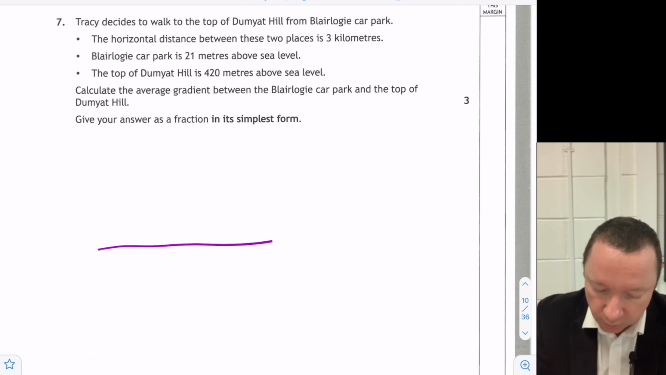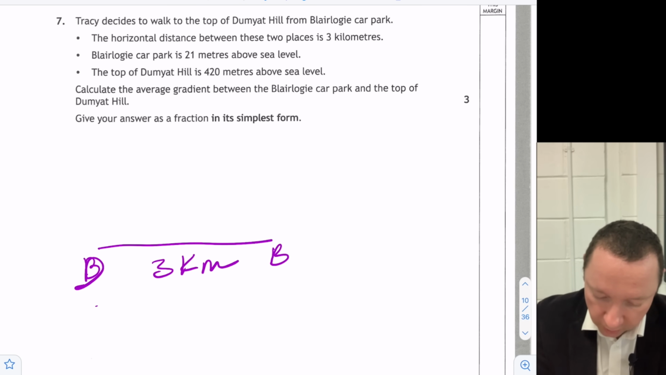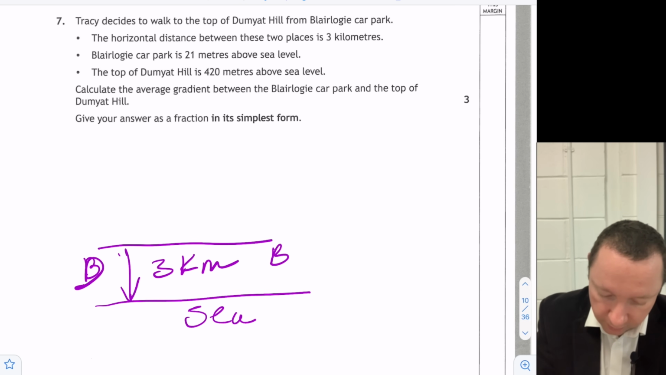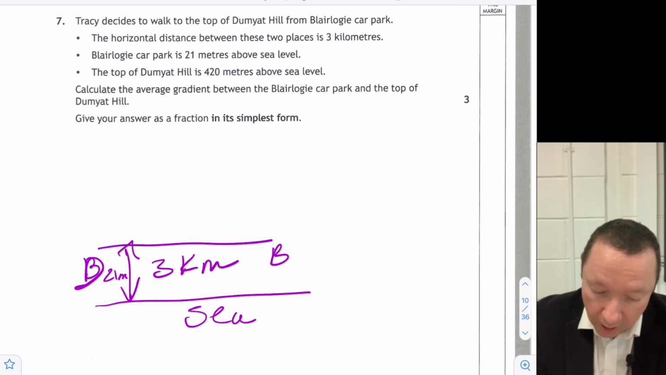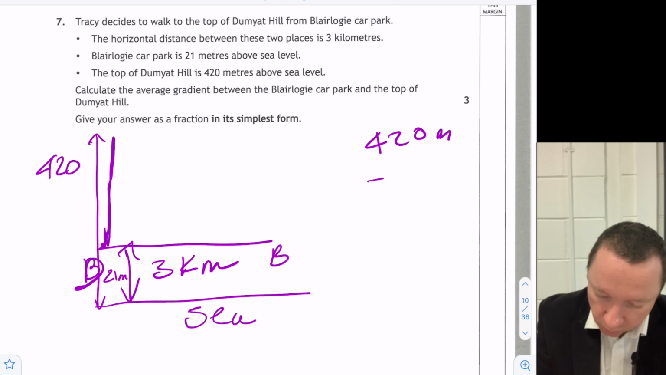Question 7. Tracy decides to walk to the top of Dynamite Hill from Blair Logie Car Park. The horizontal distance between these two places, let's call that Dynamite and that Blair Logie, is 3 kilometres. Blair Logie Car Park is 21 metres above sea level, so let's say that's our C. We know that is 21 metres. And the top of Dynamite Hill is 420 above sea level. So we know that this whole distance here is 420, which means the distance from here to here must be 420 metres minus 21 metres, which is 399 metres.